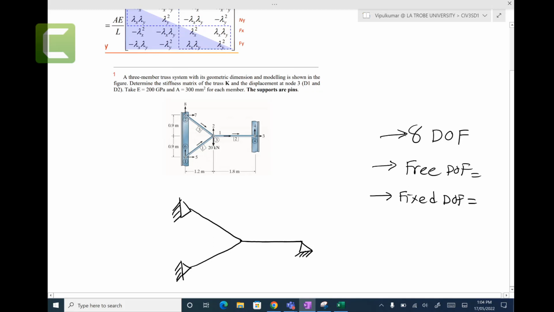Out of 8 degrees of freedom, how many free degrees of freedom? 2 free degrees of freedom, that is correct, and the remaining 6 are fixed, because at the 3 support points you have fixed degrees of freedom, which are zeros, and 2 are free degrees of freedom. The free degrees of freedom are the unknown displacements, which are D1 and D2.